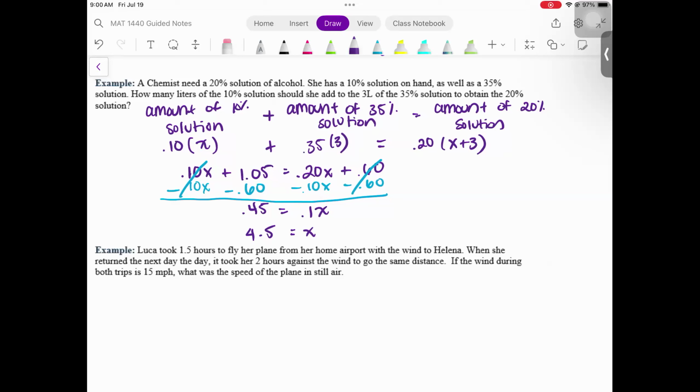So our chemist needs 4.5 liters of the 10% solution to be added to the 3 liters of the 35% solution to obtain that 20% solution.